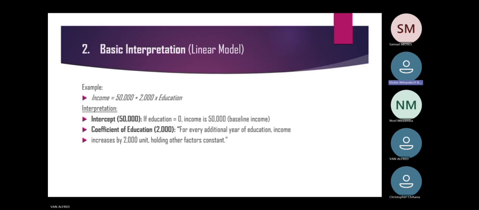our intercept is 50,000. If education is equal to 0, income in this case is 50,000. Our coefficient of education is 2,000, which means for every additional year of education, income increases by 2,000 units, holding other factors constant.